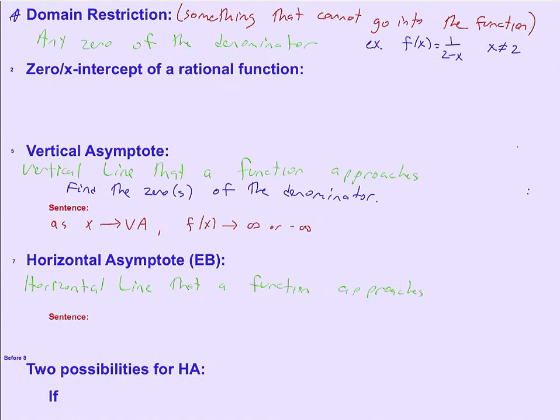So the sentence is going to be describing what happens on the edges as x approaches infinity. So x is what's getting bigger and bigger and bigger, and it's f of x that is approaching whatever the horizontal asymptote is. In our case, it happened to be 0. You'll see in a minute it's not always 0.